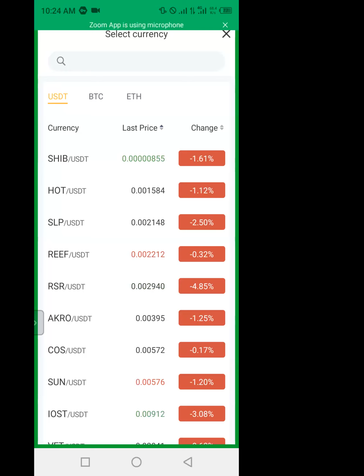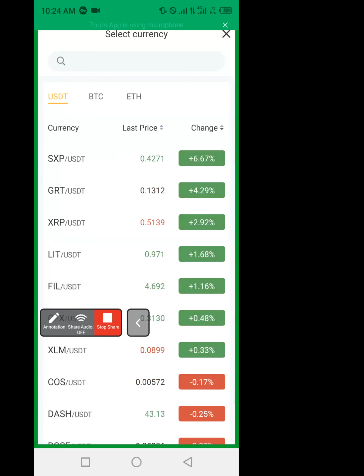You can also look at how they are changing in percentages. When I click on change, I want to see the top performing, it is SXP. SXP is performing very well for now. Since the day started at 3 a.m., it has gone up 6.4%. Then the next one is GRT, it has gone up 4.13%, whereas XRP has gone up by 2.97%. So that is how they are performing in percentages since the day started.